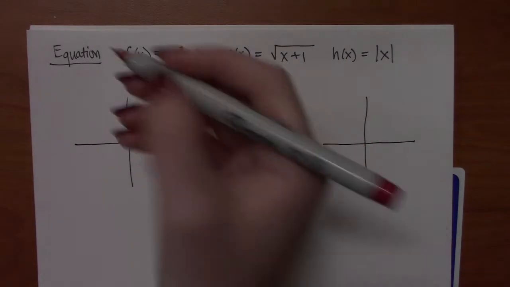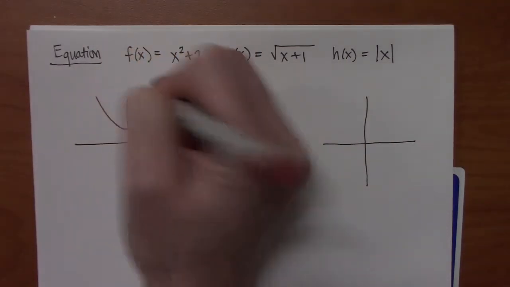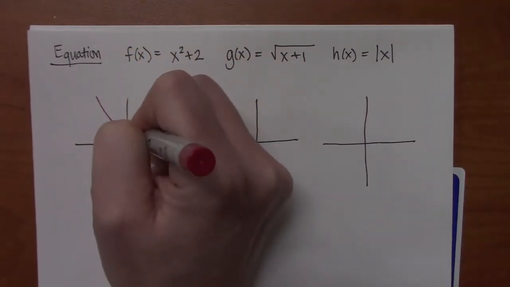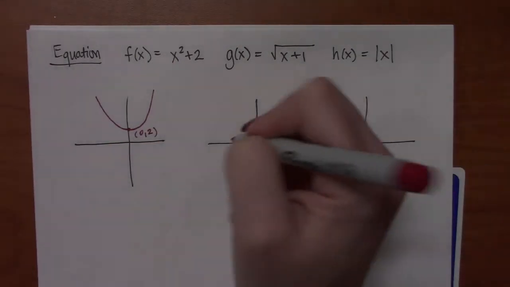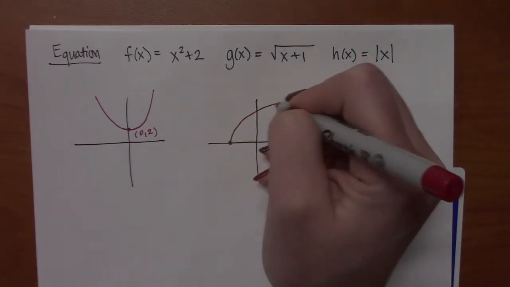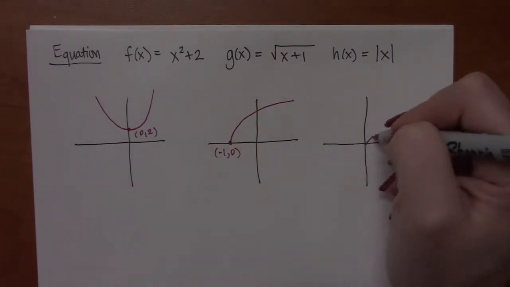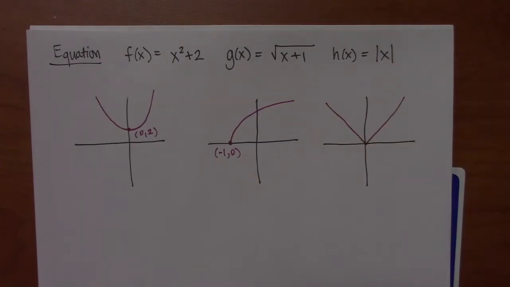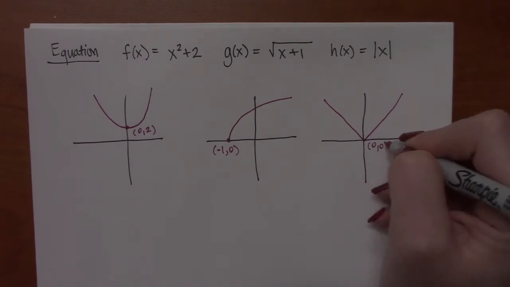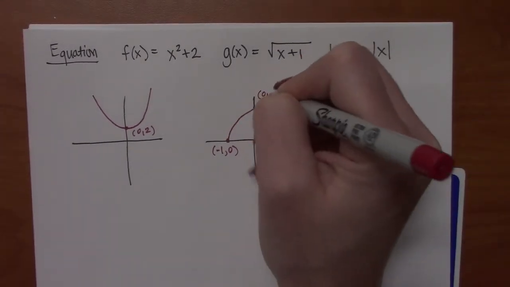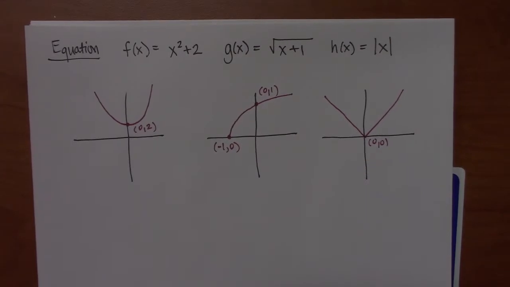But if I graph them, this is a parabola shifted up 2 spaces, so its intercept is 0, 2. This is the graph of the square root of x shifted to the left 1. And the absolute value of x looks like this. And obviously, this is the origin, and I'll label this intercept, right? This is 0, 1. So one of the things you can do to aid yourself in graphing is you can solve for the intercepts, plot those, and then if you know the basic form of the graph, we can connect those dots.